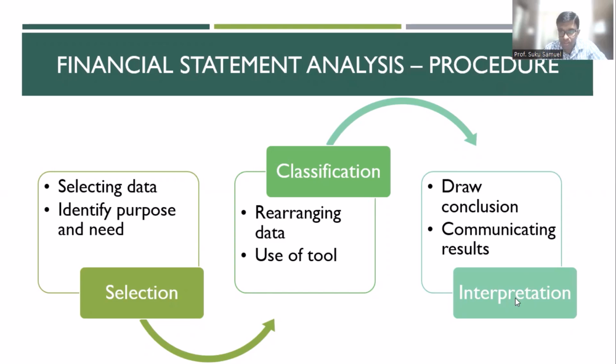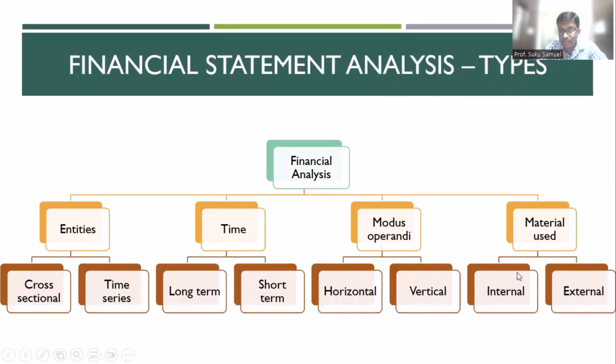Now, moving forward from here, let's talk about the classification. What is the classification of financial statement analysis? Financial statement analysis can be broadly classified into four. The first classification is based on entity. Second classification is based on time. Third classification is based on modus operandi or mode of operation. And then finally, material use. So there are four major classifications of financial statement analysis.